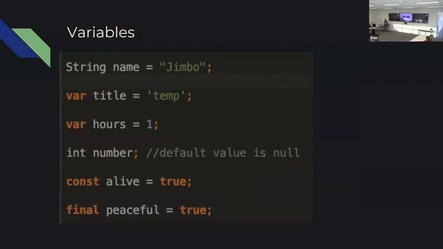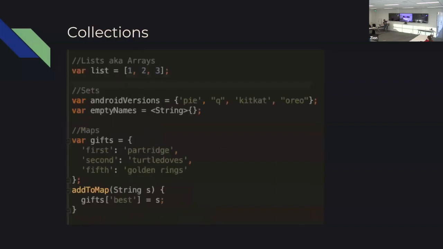Variables: you can declare the type, such as here with String, or leave it off with var. Same with ints. And you can declare an int without putting a value and just have it be null. And then const and final you can apply to any of the variables. Collections: you have your lists or arrays, and then you have sets and maps, and they work pretty similar to how they do in other languages. The recap of Dart for me just helped me understand Flutter and be able to read it a little bit better.